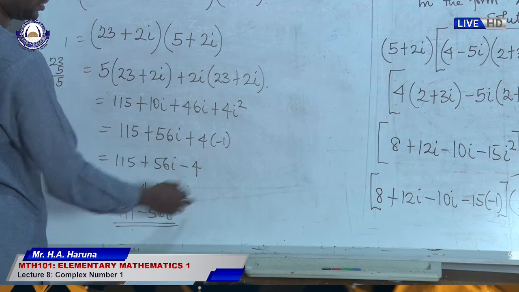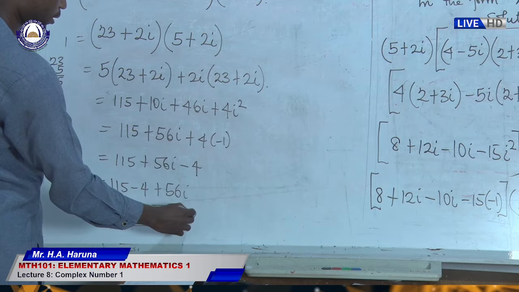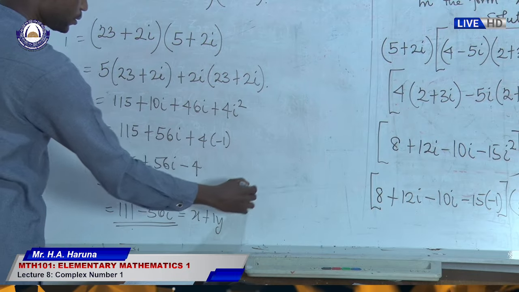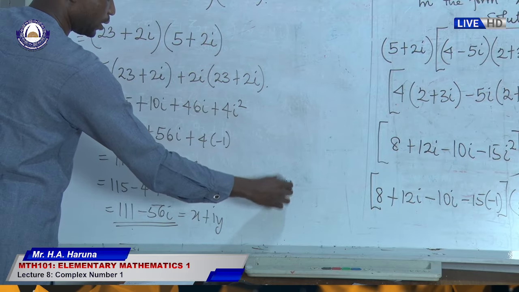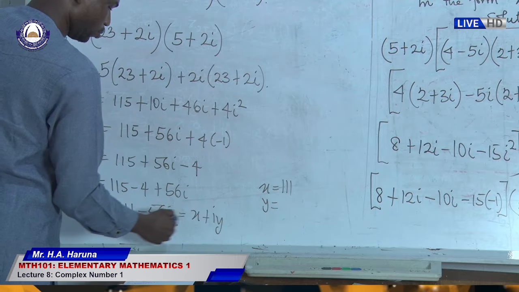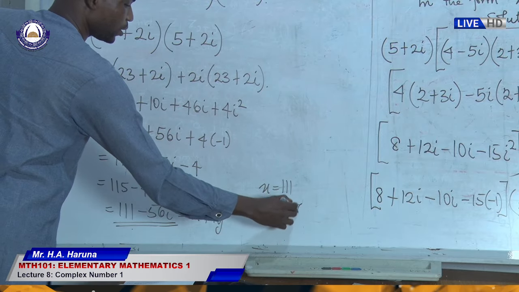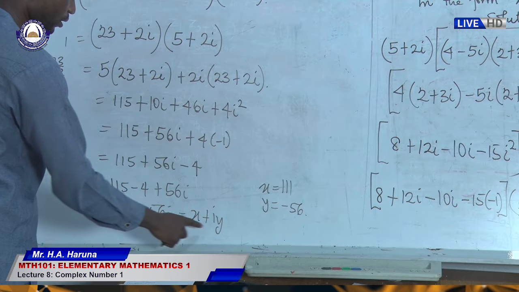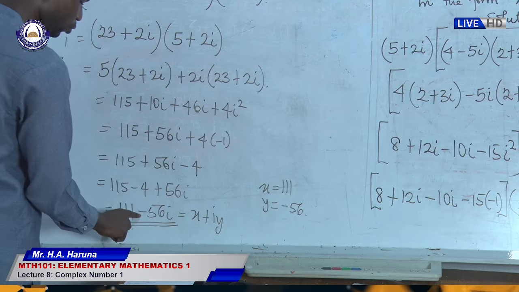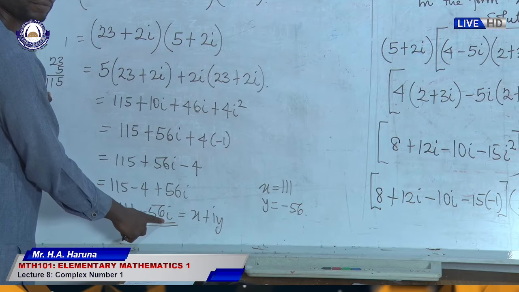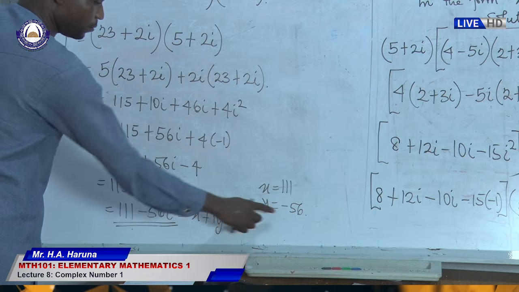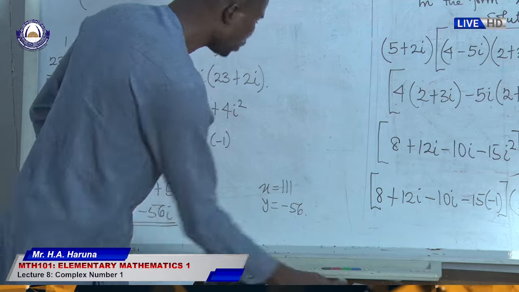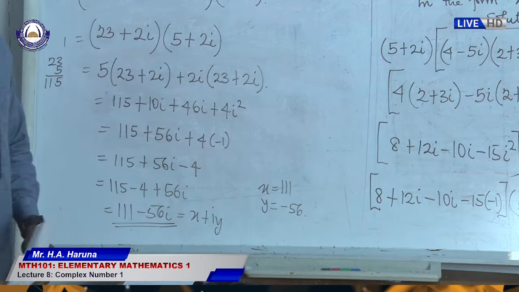So this is already in the form x plus iy. Because here now x is equal to 111 and y is equal to what? 56. Now be careful, if there is a negative sign, that is when y is negative. But because you have 56i, your y is 56. So that is that on the multiplication. I believe this is clear enough.